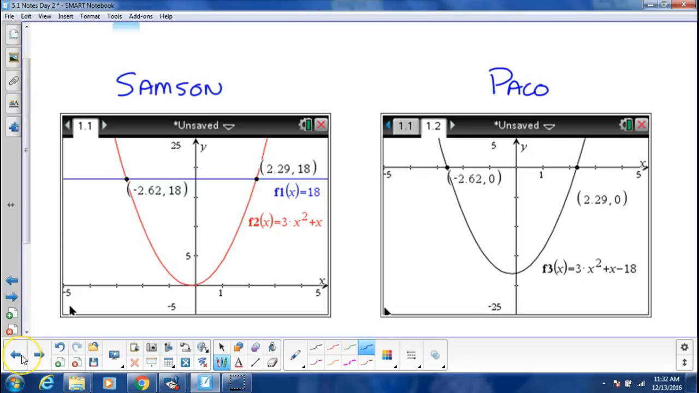If I do it Samson's way, I have to graph 2 functions. My first function is 18, so I draw a line straight across at 18. My second function is 3x squared plus x. That's a parabola. It's got an a value of 3, and a vertex at negative 1/3, comma 0. And then left and right 1, up 3. Left and right 2, up 12. Left and right 3, up 27, etc. So we got that.